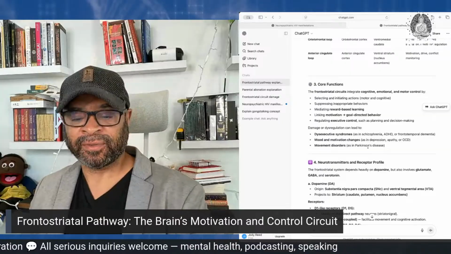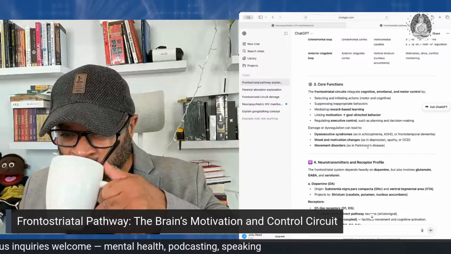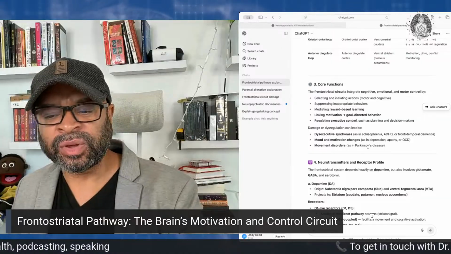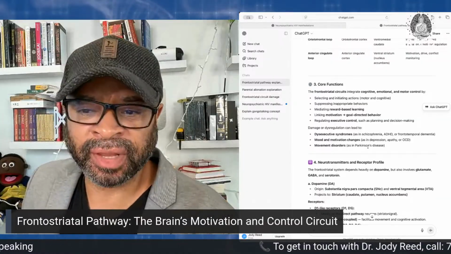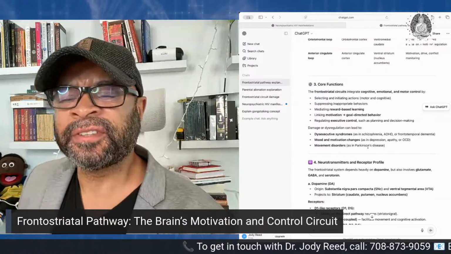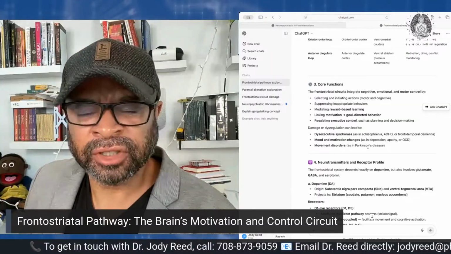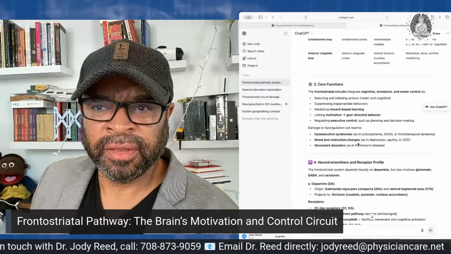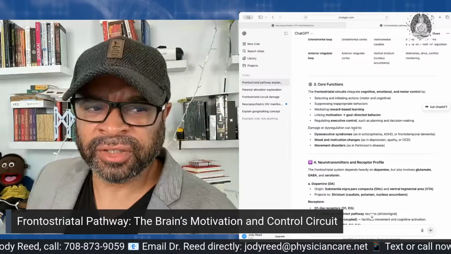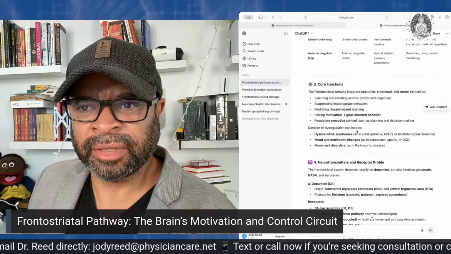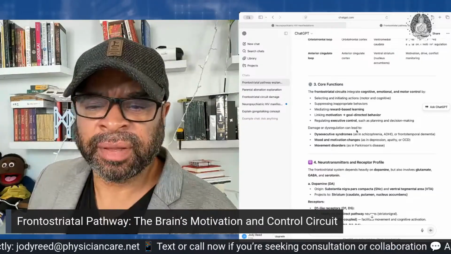Remember, this is one of the pathways that's injured in schizophrenia too, and I think the degradation or damage to this pathway may be the mechanism that creates the diminished sensorium, or the cognitive differences and cognitive damage, in patients with schizophrenia.